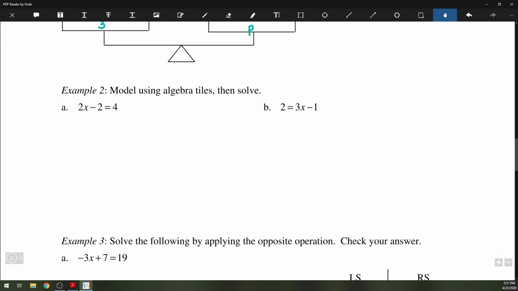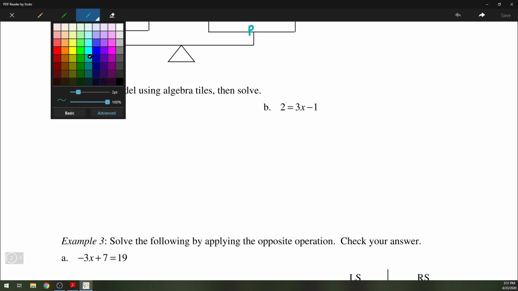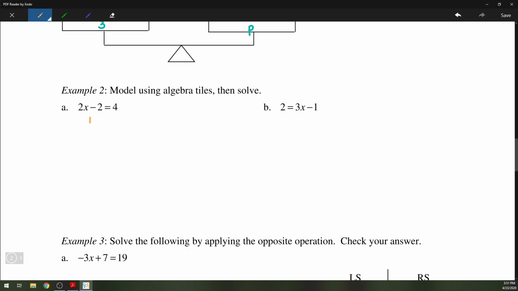Okay, so we're not going to model using algebra tiles here. We're going to simply solve the equations. In this case, the inverse operation of subtracting 2 is to add 2 to both sides, so we can go ahead and do that first. So we can add 2, and the 2s will be eliminated here. So we have 2x on the left-hand side of the equation. On the right-hand side, 4 plus 2 is equal to 6. Then you can divide by 2, which is, of course, the coefficient in front of the x.